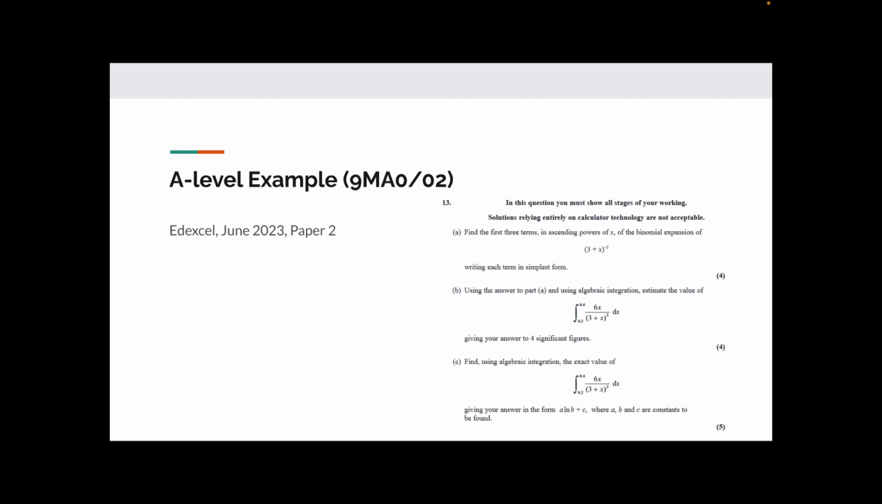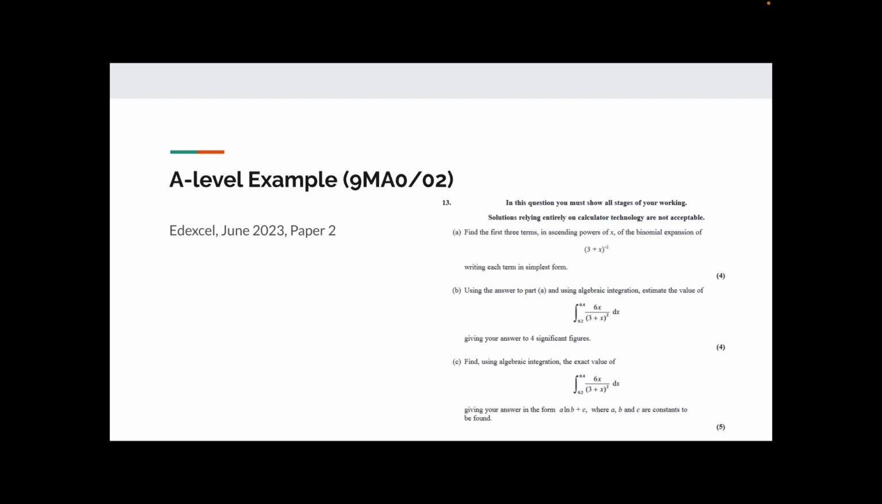So part A is finding the Maclaurin series. Part B is recognizing that we're not integrating the entire function. We're just going to integrate some terms of the Maclaurin series that we found in part A. That also means that, of course, you're going to have some error there. Part C is also finding the same integral, but now we're using algebraic integration, aka using substitution.